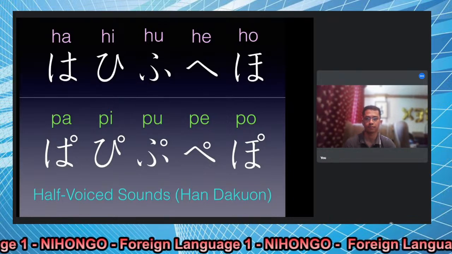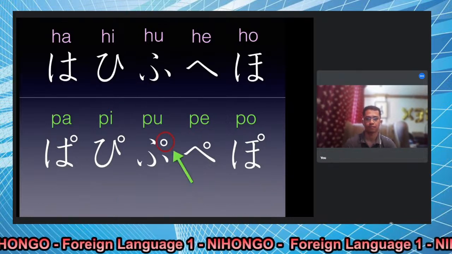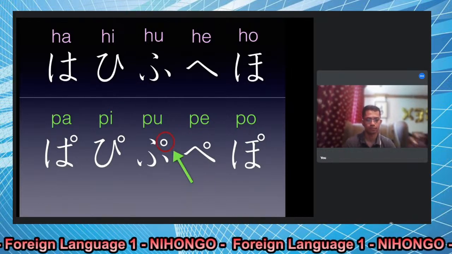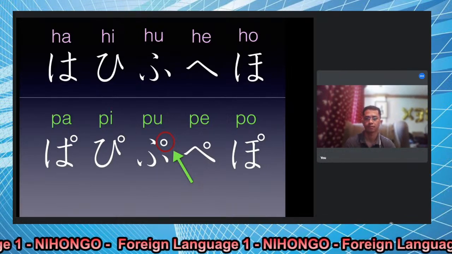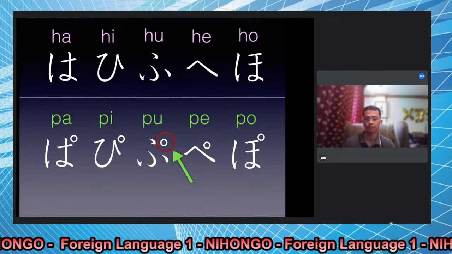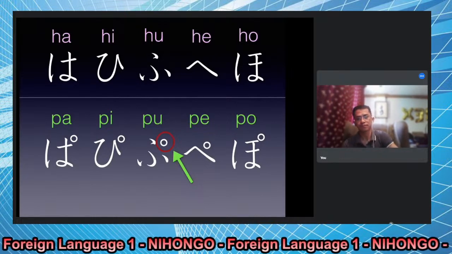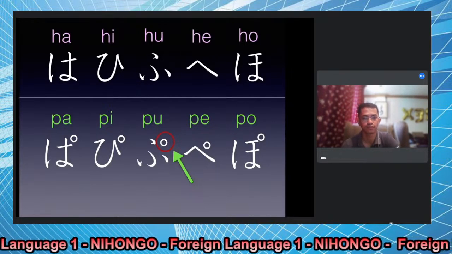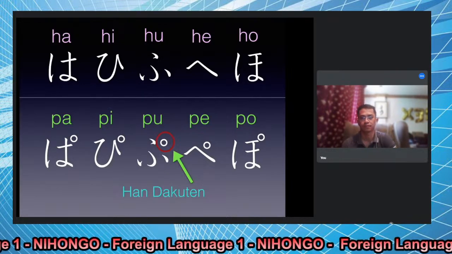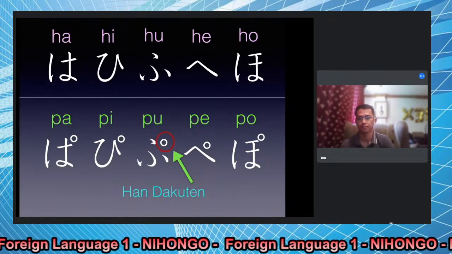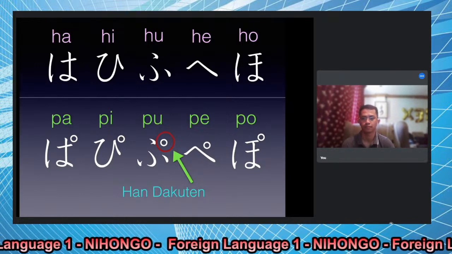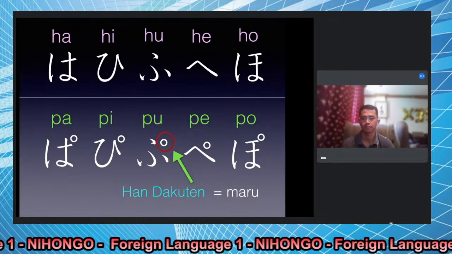What do we do? Right, we add this tiny circle to the upper right corner of each letter to indicate that these letters are the half-voiced versions of the consonant H. And we call this tiny circle handakuten. In more common terms, we just call it maru.